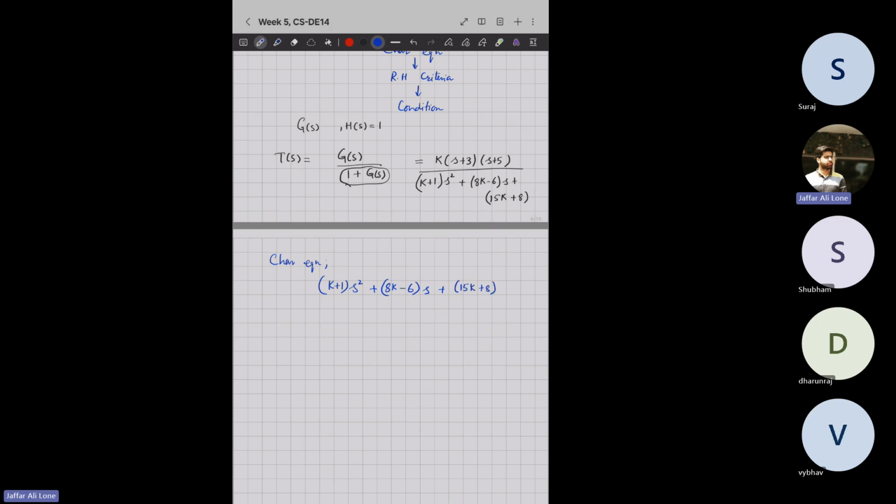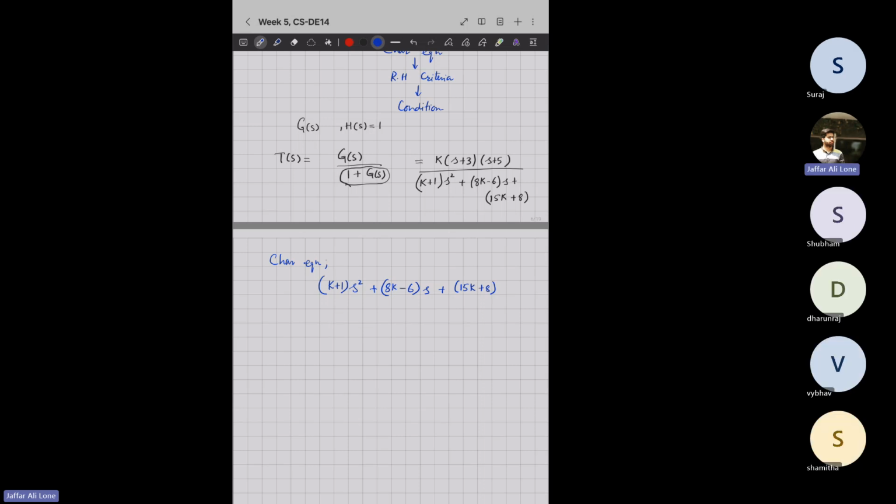Now see one thing. This is just a second order system, so no need to make a Routh table. Why? I told you, from the Routh-Hurwitz criteria we can say the system is stable because we have to check stability here. There should be no sign change, because if there is any sign change, that means my pole is in the right half plane. So either all these coefficients should be positive or all should be negative.